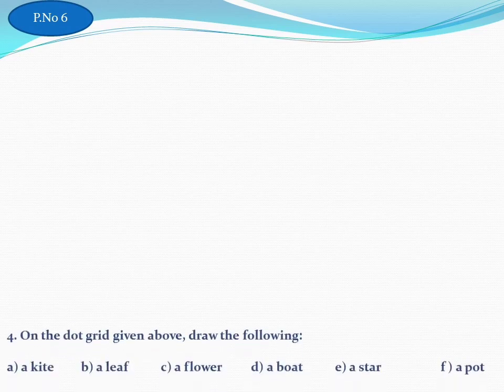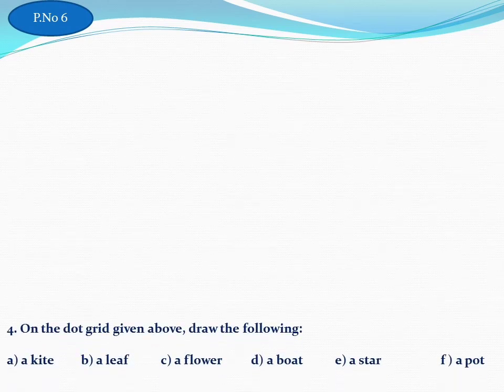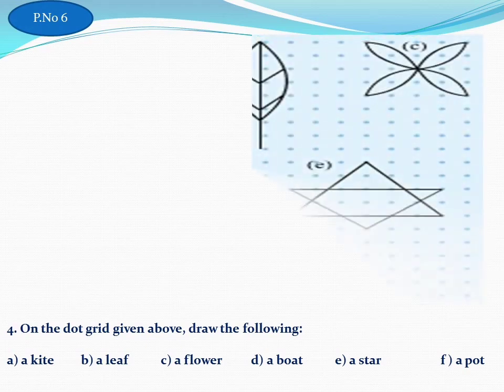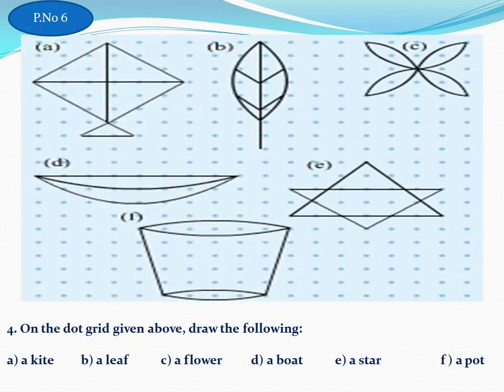Now page number 6. On the dot grid given above, draw the following. I'm sure you will enjoy it. See, you have to draw a kite, a leaf, a flower, a boat, a star and a pot on the dot grid. So you can draw something like this. You may draw something different from what I have drawn, but make sure that you are drawing a kite, leaf, flower, boat, star and a pot.